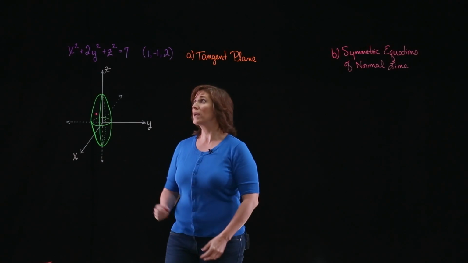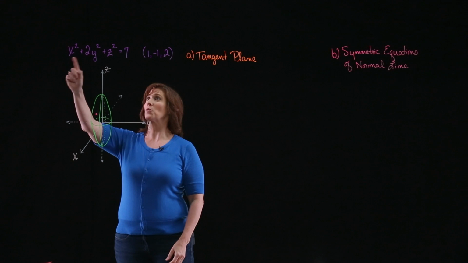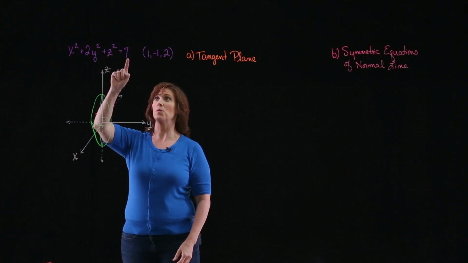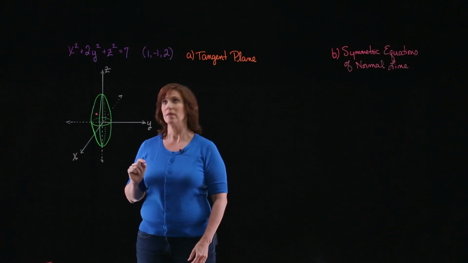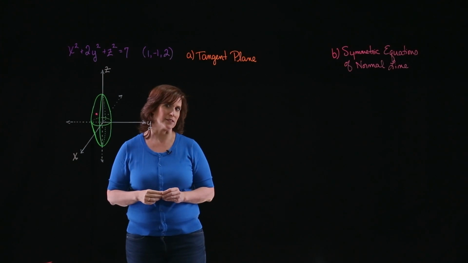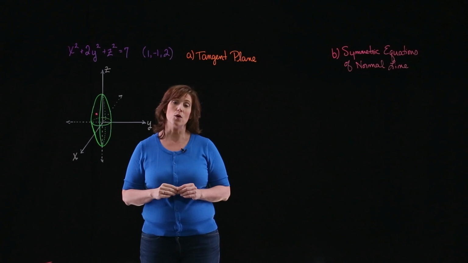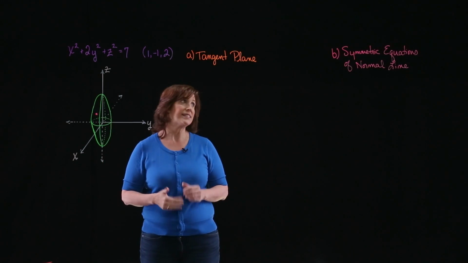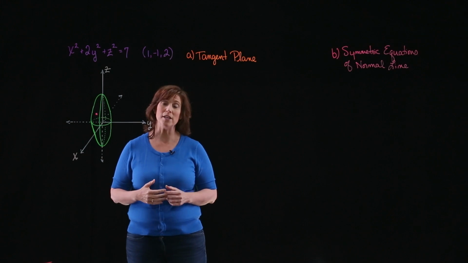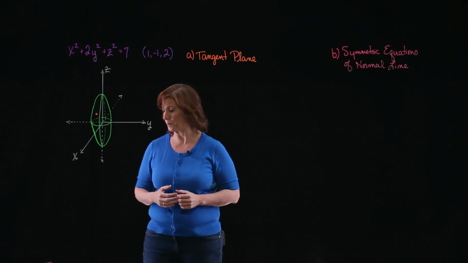Hello, I'm Cheryl. In this problem, we're given an ellipsoid, x squared plus 2y squared plus z squared equals 7, and the point (1, -1, 2). We're asked to find two things. The first is the equation of the tangent plane at that point. The second is the symmetric equations of the normal line at that point.